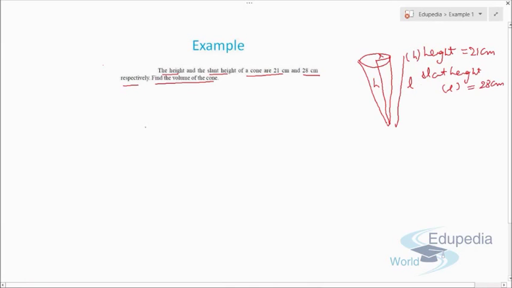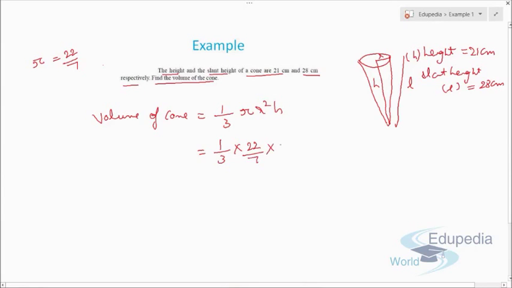Now we need to find the volume of the cone, so we can write volume of cone is 1 by 3 pi r square h, right? Now over here pi is not given, so we can take pi as 22 by 7. So this will come out to be 1 by 3 into pi, which is 22 by 7, into r square, which we need to find.